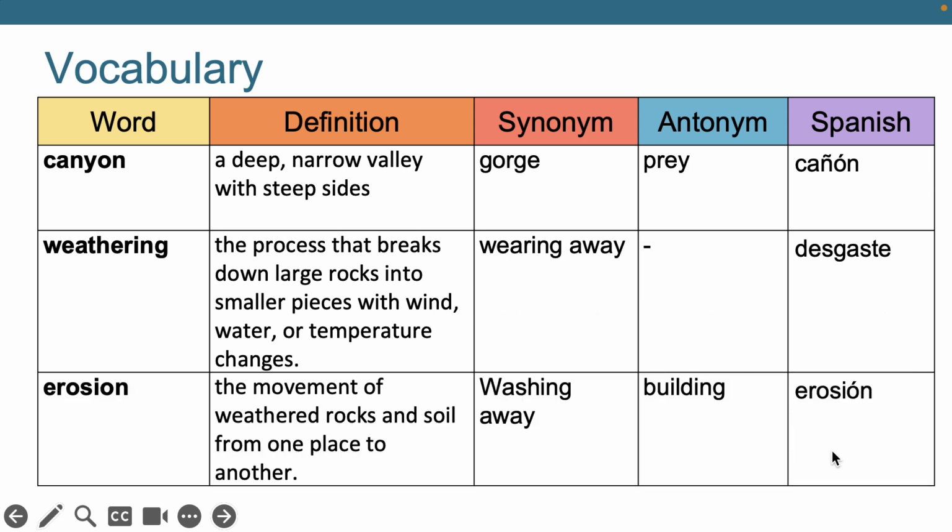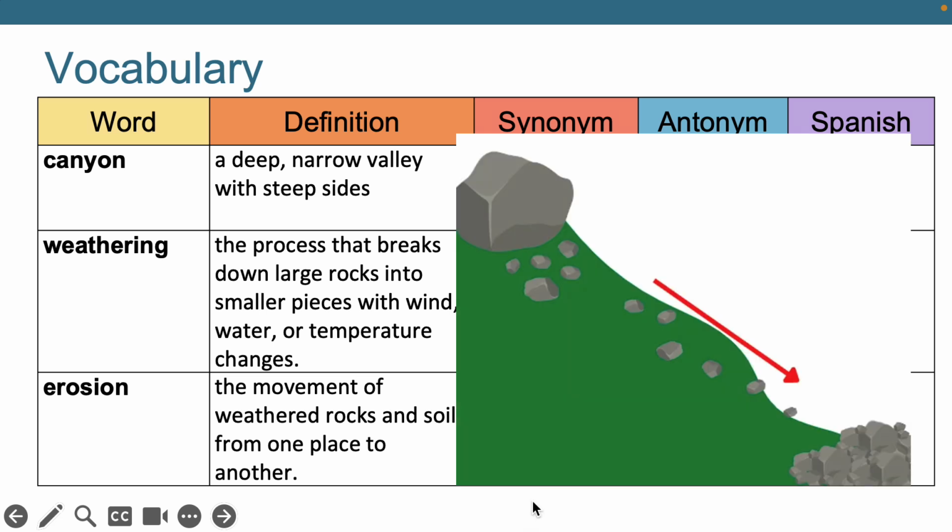Our next vocabulary word is erosion. Erosion is the movement of weathered rocks and soil from one place to another. A synonym would be washing away. An antonym would be building. En español decimos erosión. And in this picture, boys and girls, we're seeing a process of erosion in the sense that these rocks are moving from one place to another, indicated by this arrow.